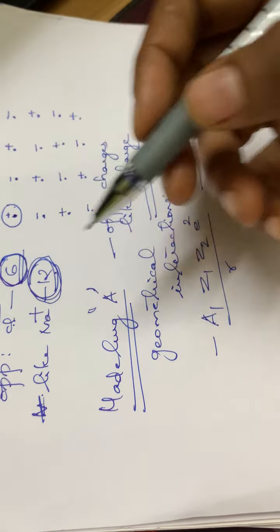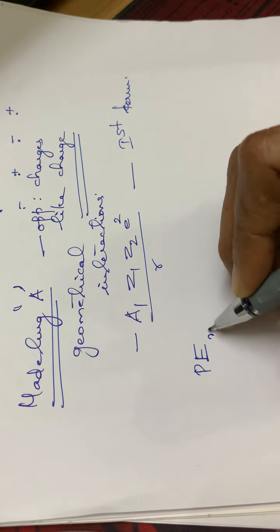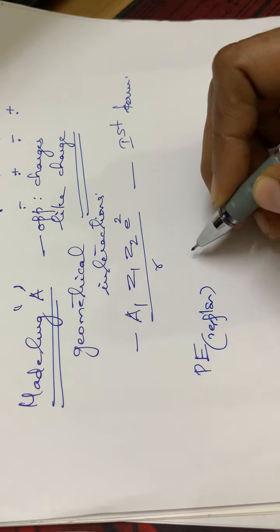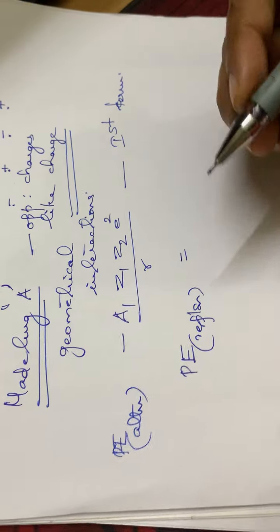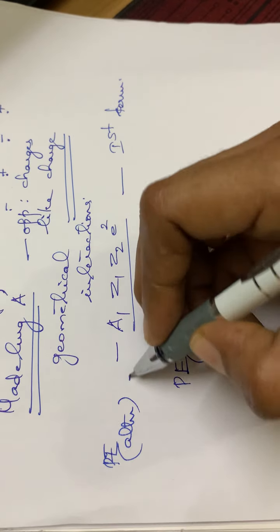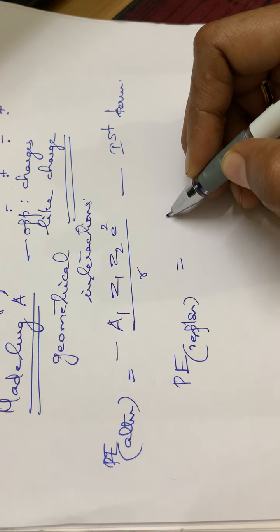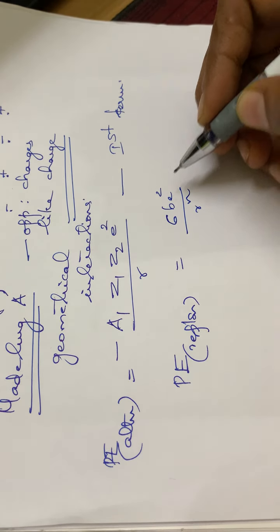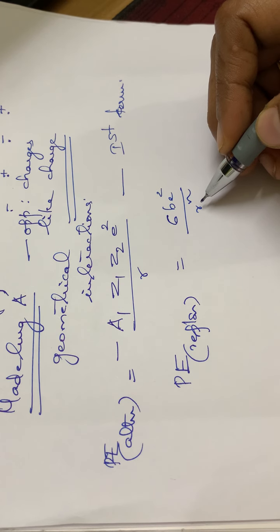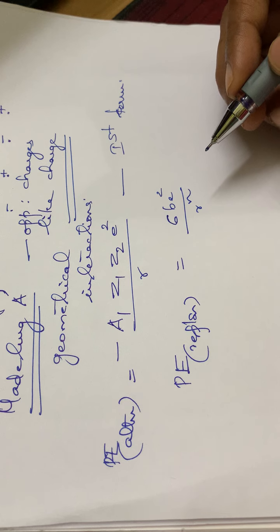So we can write the second term, the potential energy due to repulsion. The second term we can correct it as, this is the potential energy due to attraction, the correction term as a result of the geometrical interactions. This is the potential energy due to repulsion, that will be equal to 6 B e square divided by r raised to n. In the Born equation it is B e square divided by r raised to n. Here it is 6 B e square divided by r raised to n.